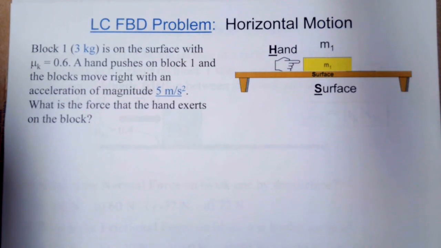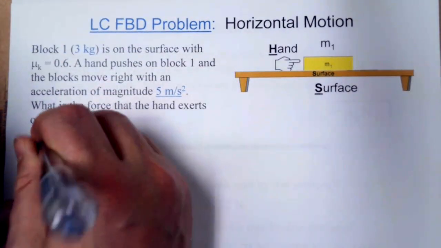So let's check this problem out. We've got a block and it is on a surface, and the coefficient of friction between the block and the surface is 0.6. So the hand is pushing on block 1 and the block moves to the right with an acceleration of magnitude 5 meters per second squared. So what's the force that the hand exerts on the block?